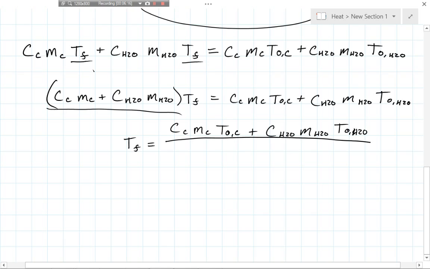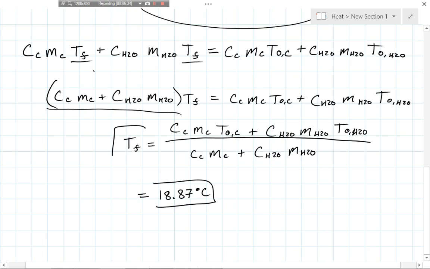And all of this is divided by the specific heat of the Coke times the mass of the Coke plus the specific heat of the water times the mass of the water. And so if you plug all this into a calculator, what we see is that it's going to be equal to 18.87 degrees Celsius.